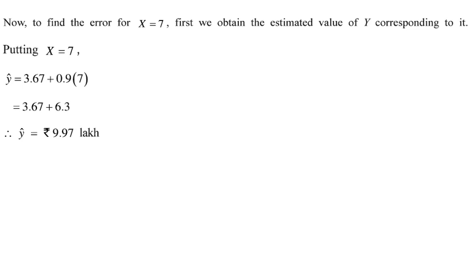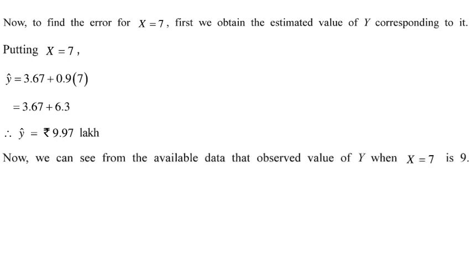Now if you remember the previous tutorial, E, that is error, was defined as the difference between the original observation and the estimated observation. From the question, when x was 7, the value of y was 9, while right now the estimate of the observation is 9.97. So we will find the difference, and that difference is negative 0.97 lakh. So at the time of estimation, this is our error. This is the difference between the original observation and the estimated observation.